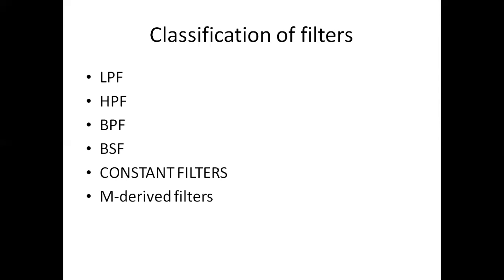Then let's think on the basis of the relation between series and shunt impedance. The constant K filters can otherwise be named prototype filters. In these filters, the series impedance Z1 and the shunt impedance Z2 are interrelated by the equation Z1 Z2 equals K squared, where K is the constant impedance. What about the case of M-derived filters? These filters do not have the product of series and shunt impedance equal to K squared, but have the same characteristic impedance as the corresponding K section with a sharper attenuation characteristic.